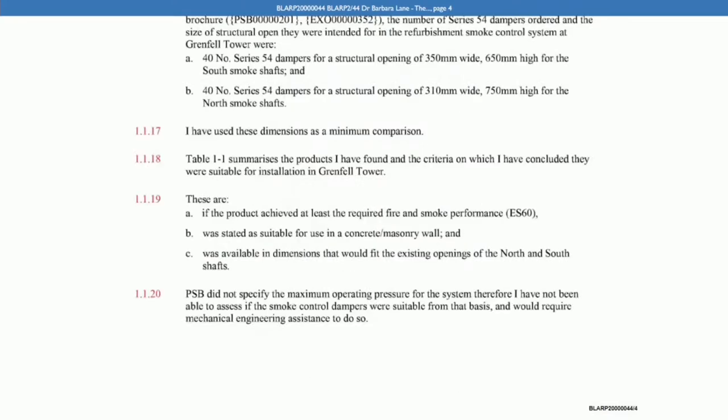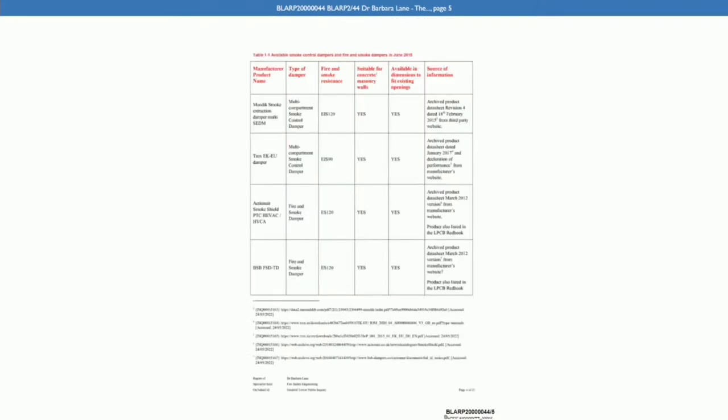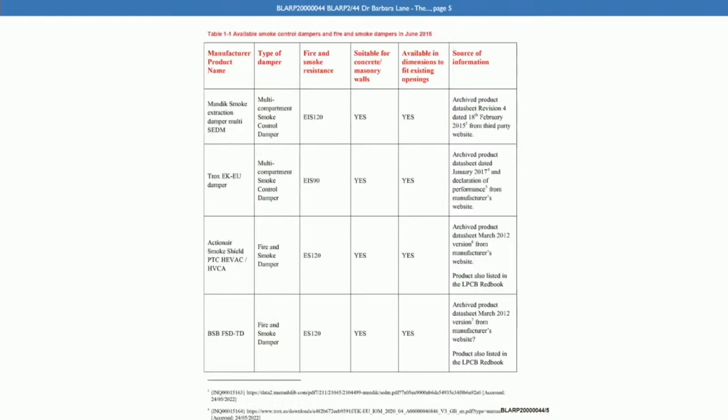She says there that the criteria that she used to conclude they were suitable at Grenfell Tower were that the product achieved at least a fire and smoke performance of ES60, it was stated as suitable for use in a concrete or masonry wall, and was available in the dimensions that would fit the existing openings of the north and south shafts. And then the results of Dr. Lane's limited search are summarised on page 5, table 1.1. And there we can see that she's identified two smoke control dampers and two fire and smoke dampers. She's given the product specifications and references to the archive product data sheets.